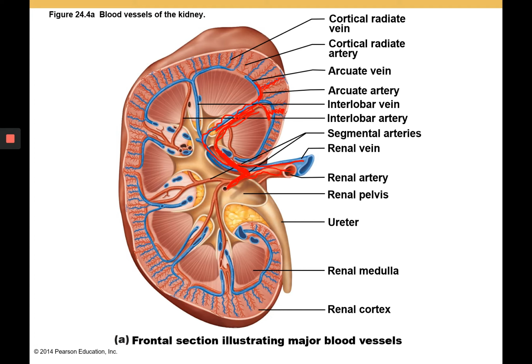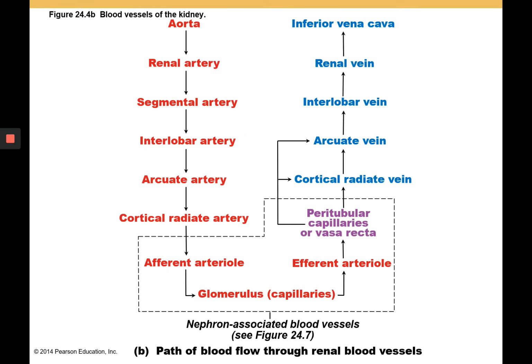So there's a little exception there: the segmental vein doesn't exist. It goes straight from interlobar vein to renal vein. Now, I wanted to look at the actual anatomy of the kidney first before I just start throwing out terms like segmental artery, afferent arteriole, or cortical radiate vein.